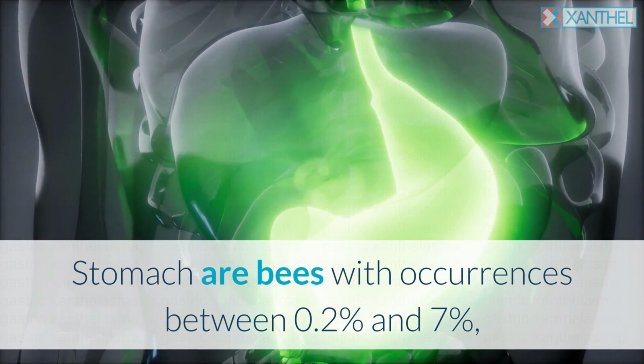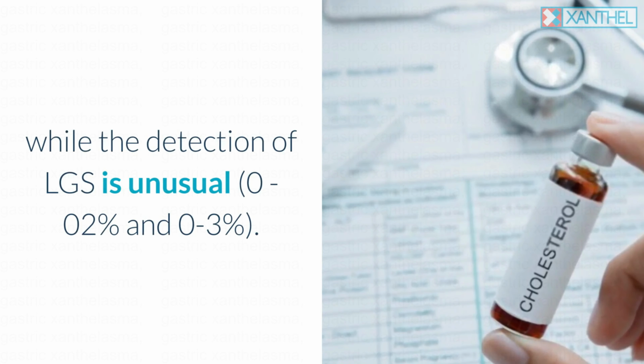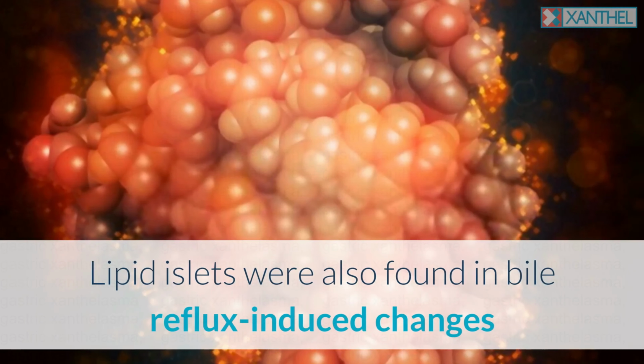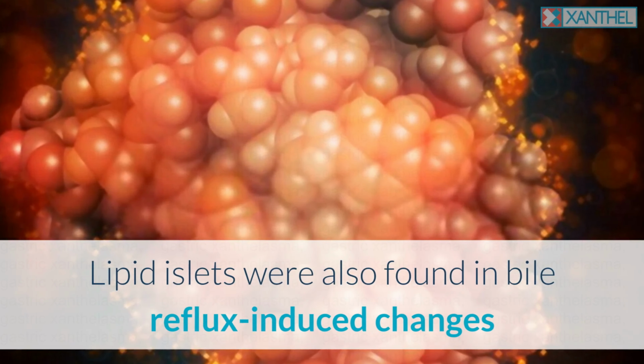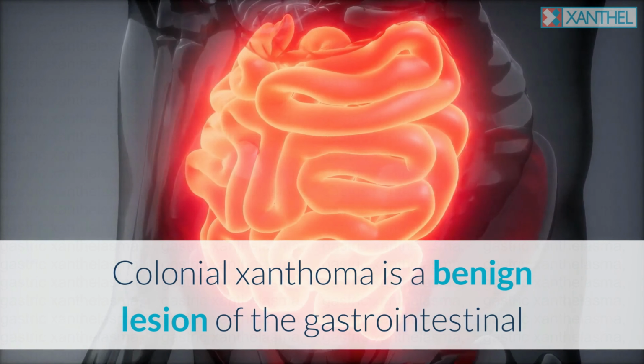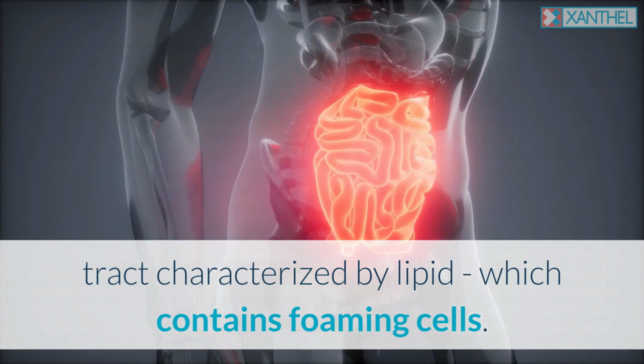Stomach RBs occur between 0.2% and 7%, while the detection of LGS is unusual, 0 to 0.2% and 0 to 3%. Lipid islets were also found in bile reflux-induced changes after a partial gastrectomy. Cutaneous Xanthoma is a benign lesion of the gastrointestinal tract characterized by lipid, which contains foaming cells.